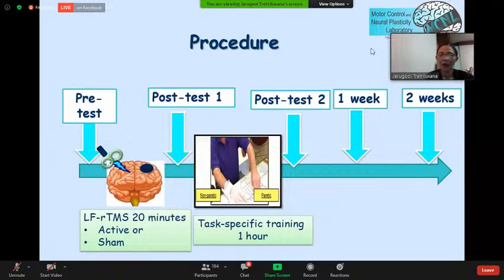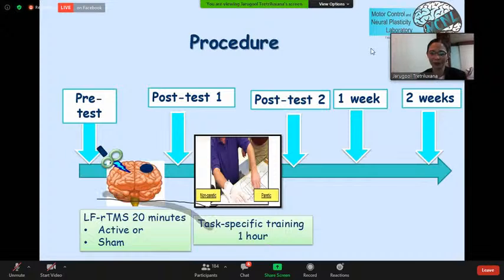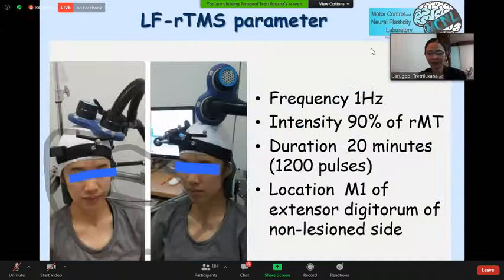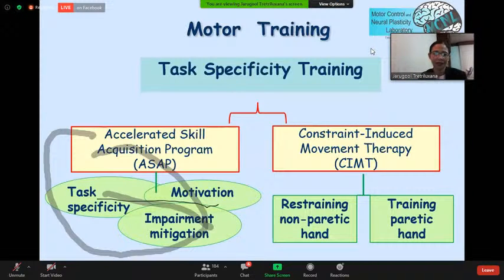So we did two things that are different. One is we give intervention earlier in subacute stroke, and we modify it into task-specific training. And with this intervention, we hypothesize that the effect would last longer, at least 2 weeks. That's why we measure a follow-up at 2 weeks. So we did the same thing for TMS.